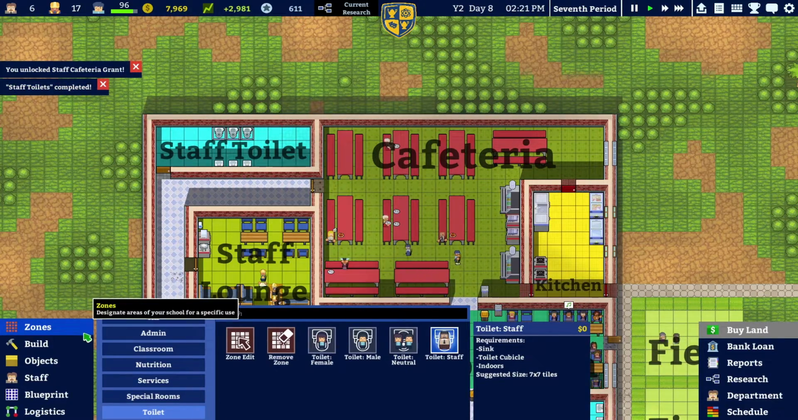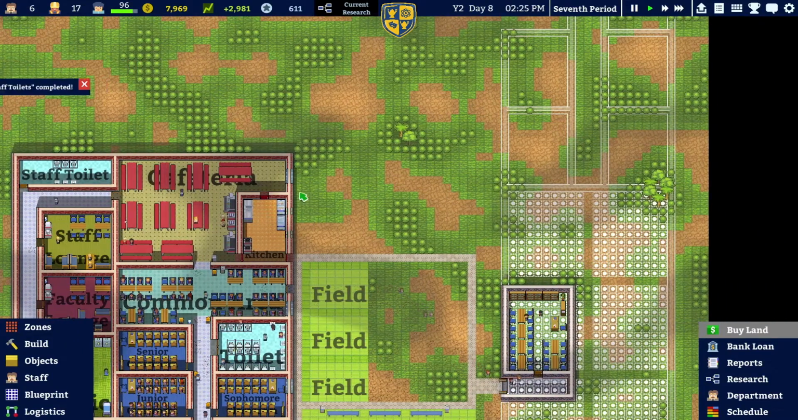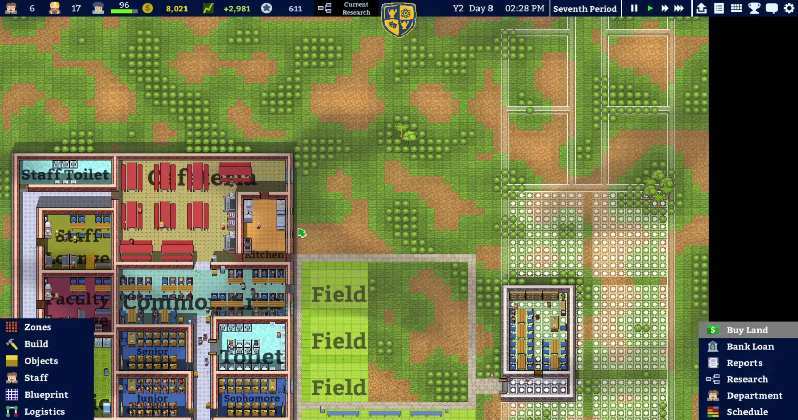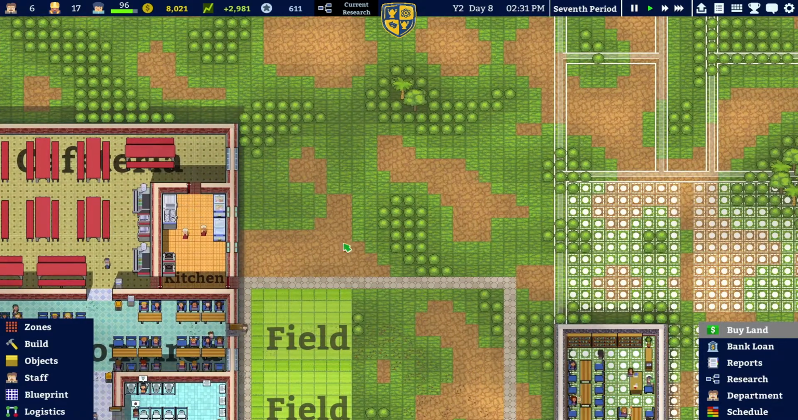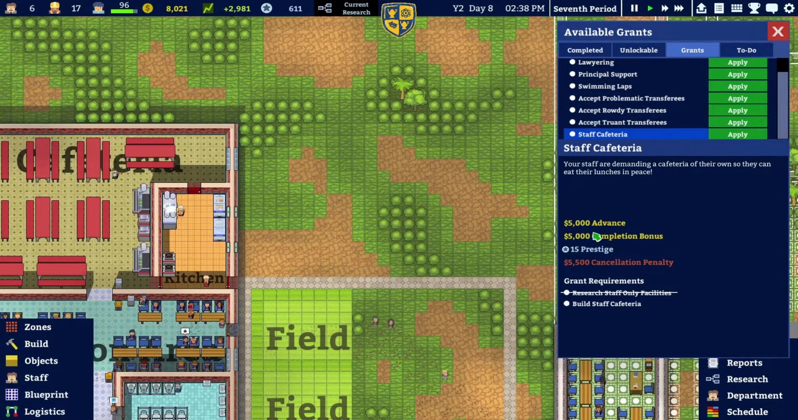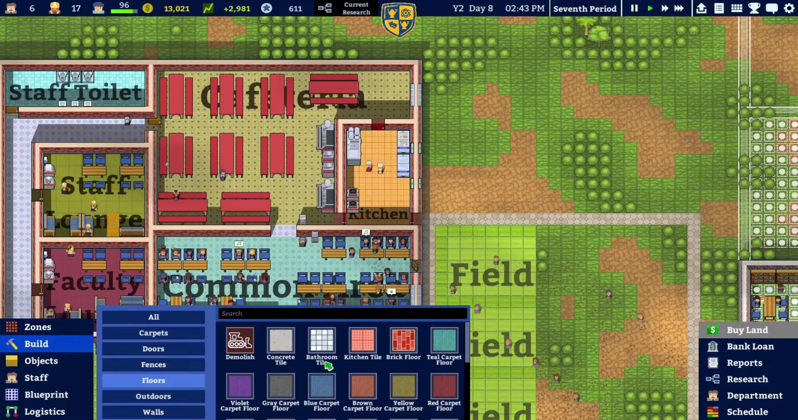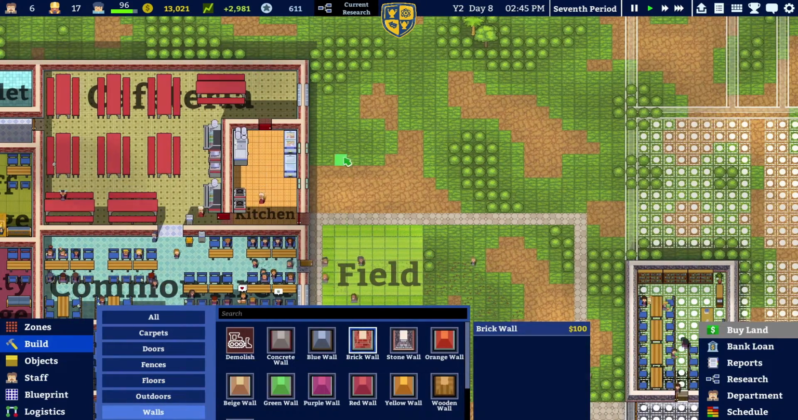Yay, there we go. So now we get the staff cafeteria grant, which we could put over here maybe, or up here possibly. I kind of feel like it should be connected to the kitchen. Maybe we put the staff cafeteria over here as just a little bit that sticks out across here. That's quite a good idea. Hang on, can we do that? We've got £8,000. £5,000 advance for a staff cafeteria. Good grief. We get 10 grand off that and 15 prestige. Yes, please. We'll definitely have that. That's nice, easy money.